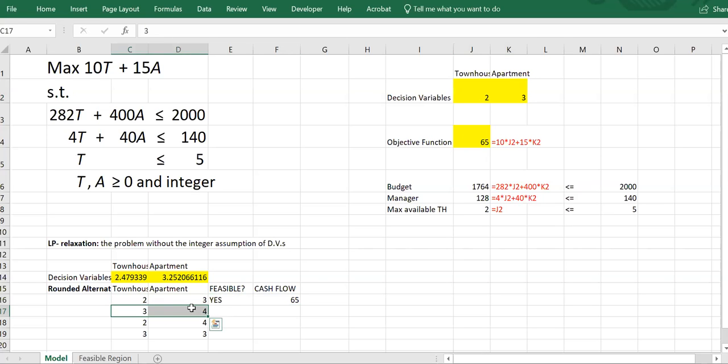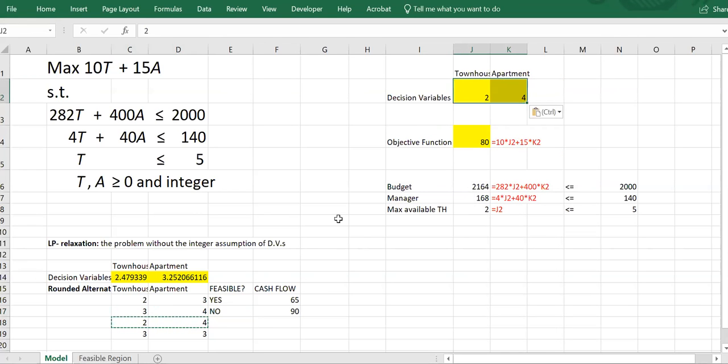Next answer, 3 and 4. Its objective function is 90. The cash flow, is it feasible? No. And we are violating both budget and manager time constraints. So these two are violated if we go with 3 and 4. All right. So let's check the next alternative.